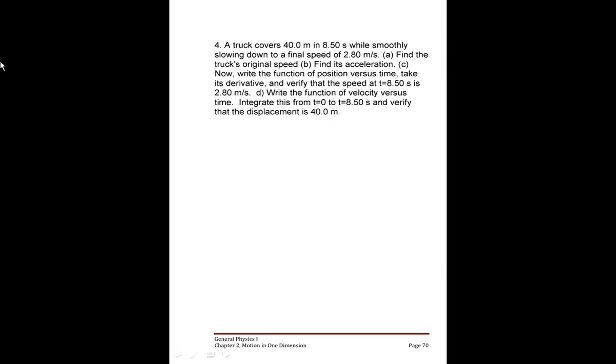The truck covers 40 meters in 8.5 seconds while smoothly slowing down to a final speed of 2.8 meters per second. Find the truck's original speed and its acceleration. Now write a function of position versus time, take its derivative, and verify that speed is 2.8 meters per second. What is the function of velocity versus time? Integrate and verify that the displacement is 40 meters.